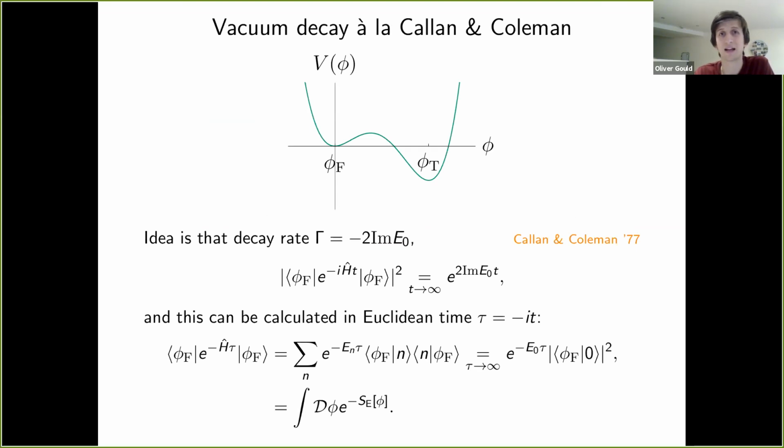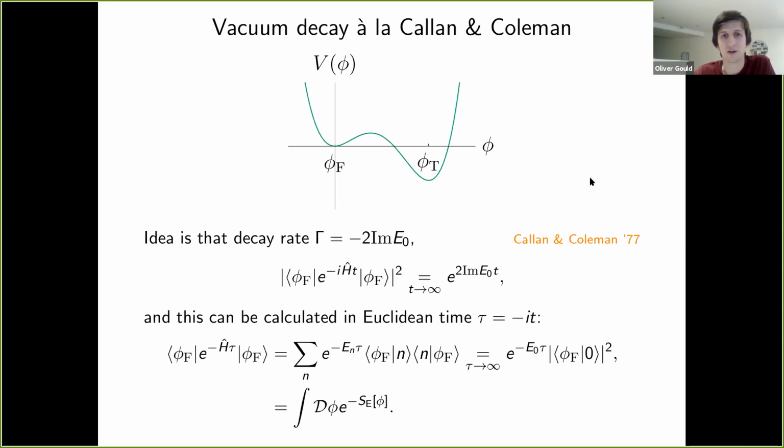So starting back at Callan and Coleman, 1977, the idea was to start with some theory with a tree-level vacuum potential at zero temperature, which looks a bit like this one here. There are two minima: one which we call the true minimum, the global minimum on the right, and one which is a false minimum, which is metastable, on the left. The idea of Callan and Coleman was that if you set up a vacuum state purely around this false vacuum, it should be unstable to tunneling, and hence the energy of that state should have an imaginary part.